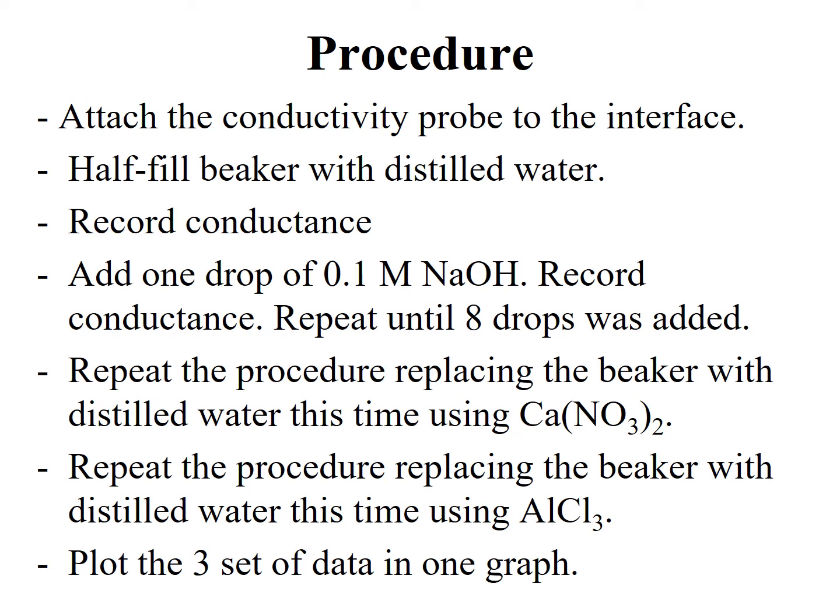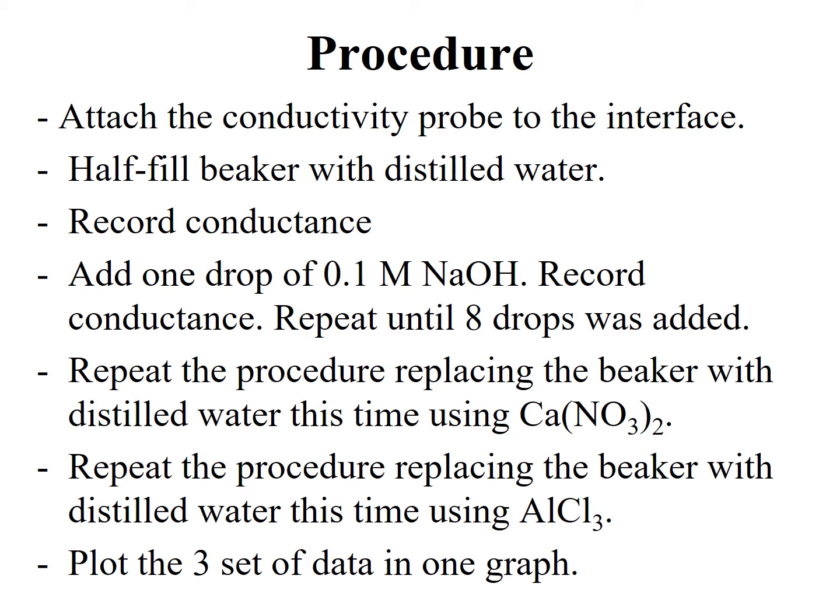Once you record the conductance, you add 1 drop of 0.1 molar NaOH, and then record the conductance, then add another drop and record. You continue doing this until you get a total of 8 drops. Each drop that you put there, you record the conductance. Then you repeat this using 0.1 molar calcium nitrate: distilled water first, conductance, 1 drop of calcium nitrate, conductance, and so on until you get 8 drops.